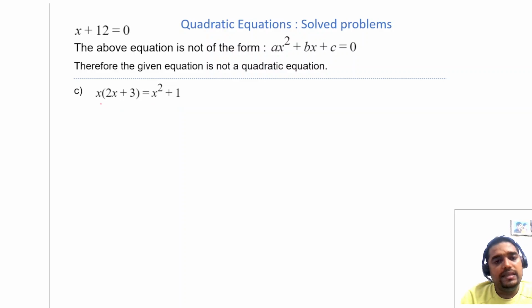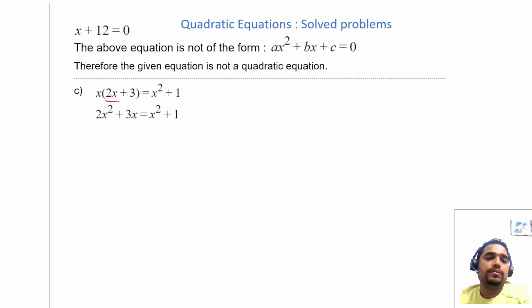The problem number 3 is x into (2x plus 3) is equal to x square plus 1. Now we will see how to simplify this. In the previous problem, we had applied the formula (a plus b) into (a minus b), but here we see that there is no formula to be applied. So let us take both LHS as well as RHS together and simplify both at a time. How to simplify? We multiply x in order to open the bracket, that is 2x plus 3 is within the bracket. x into 2x is 2x square, x into 3 is 3x, is equal to x square plus 1.